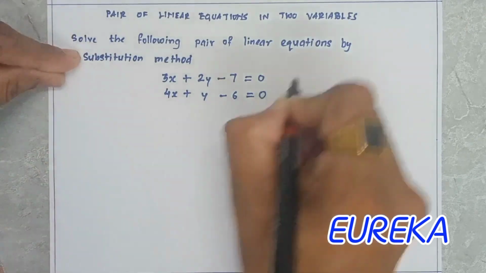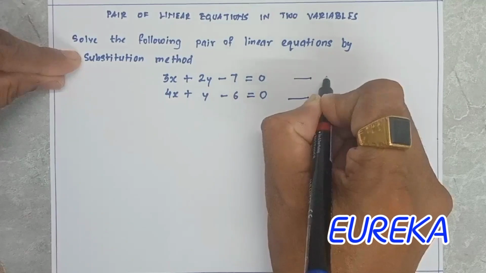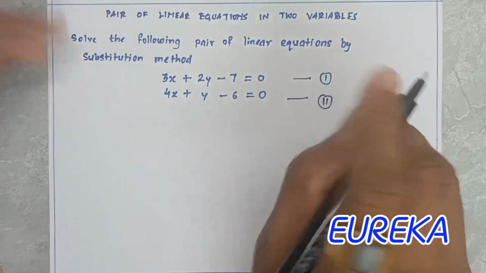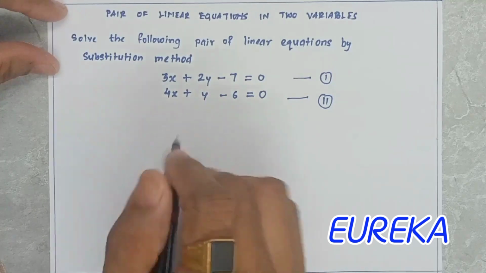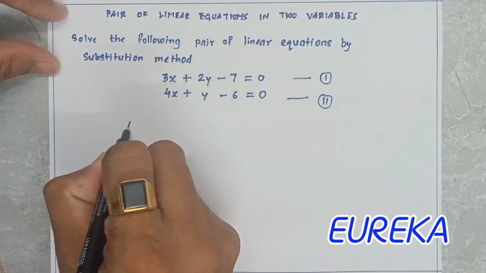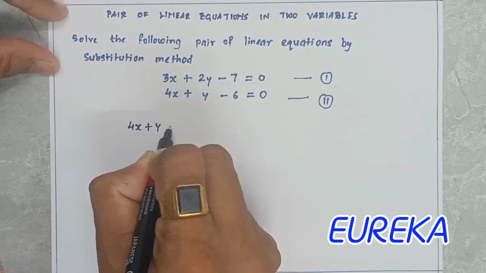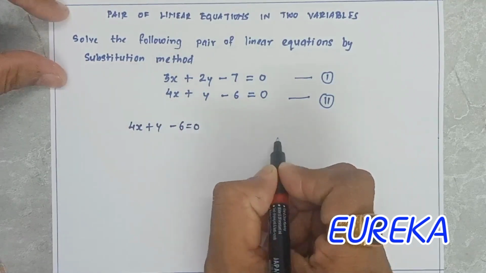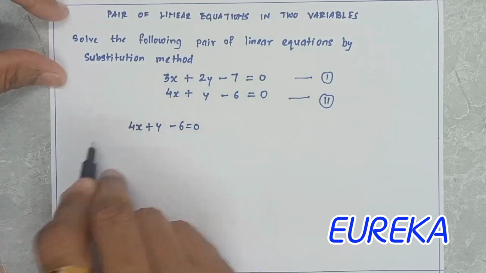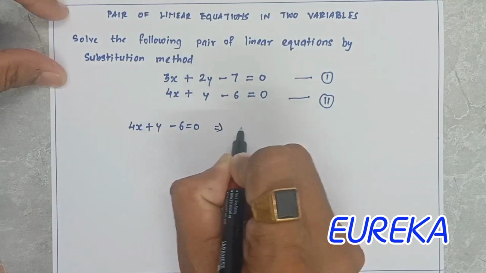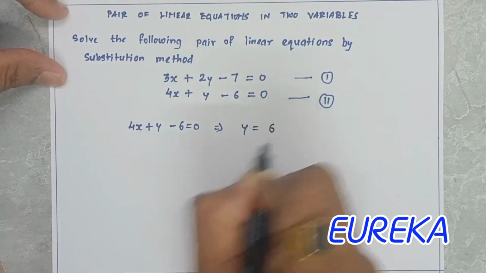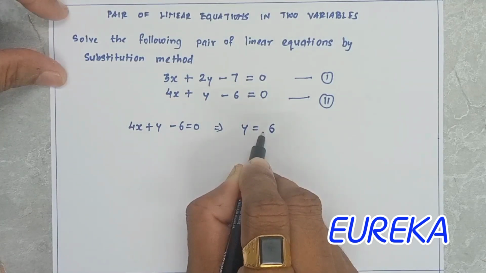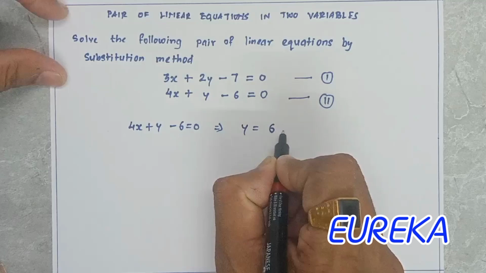So first we consider these two equations as 1 and 2, so that we are very sure which equation we are considering for the substitution. For example, if we take the second equation for the substitution, we have 4x plus y minus 6 equals 0. So we will keep y on this side and everything else on the other side. So first, if I send this 6 there, minus 6 will become plus 6, and this 4x will become minus 4x.